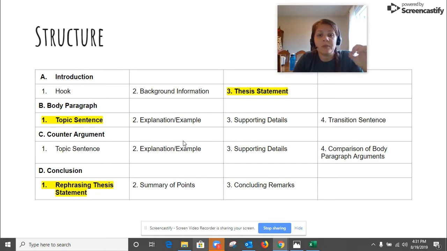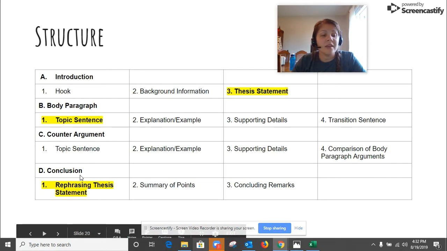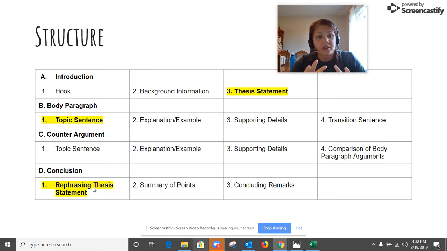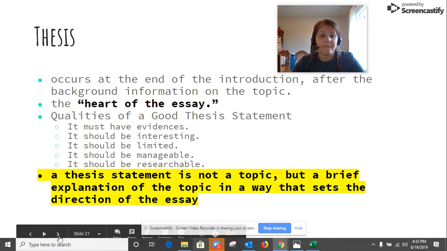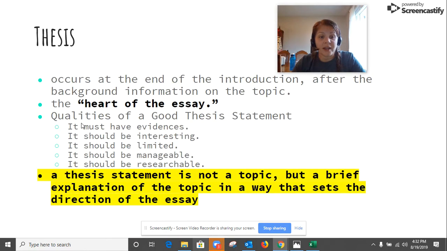Thesis is highlighted because that's your gold. That is your most important thing because it guides the rest of your paper, and the topic sentence guides your paragraph. And then down at your conclusion, you have your rephrasing of your thesis statement, so that guides the rest of your conclusion into your final thoughts. And your thesis, that is the heart of your essay.